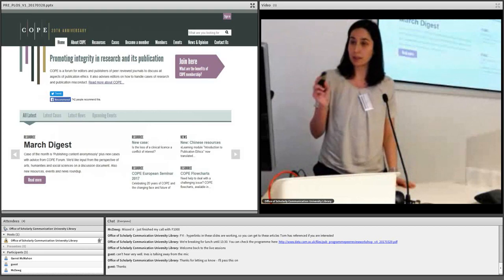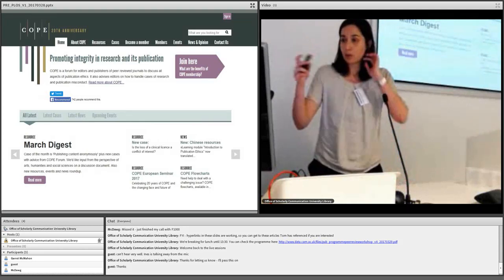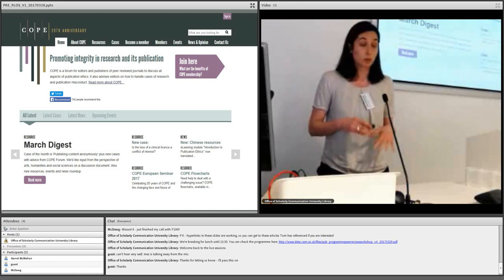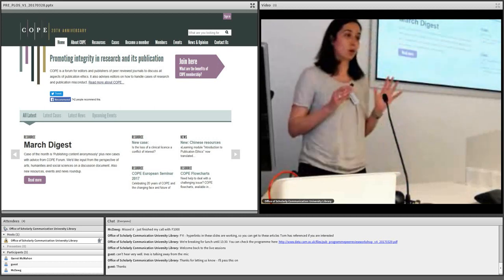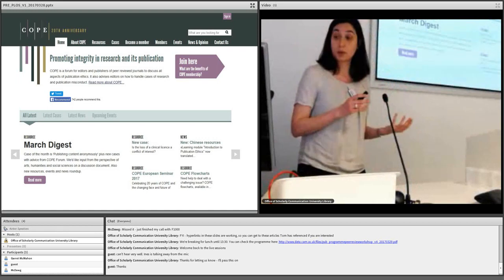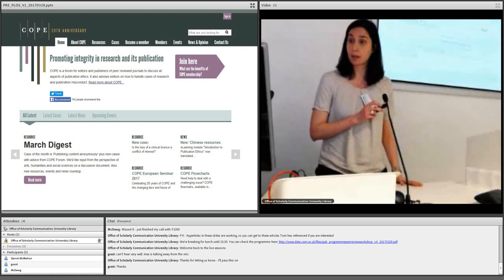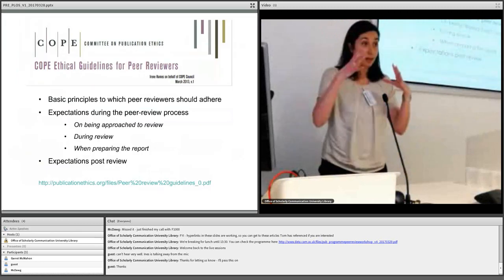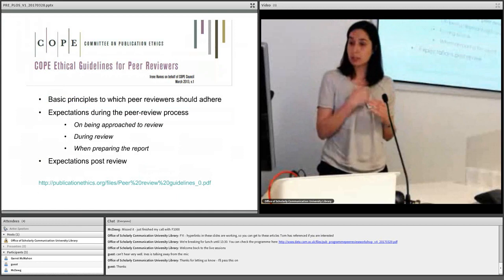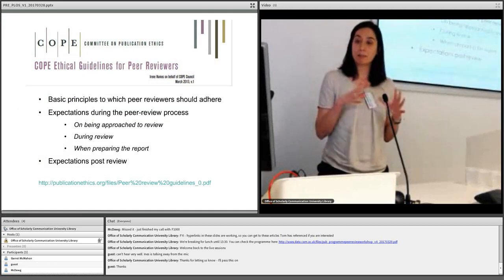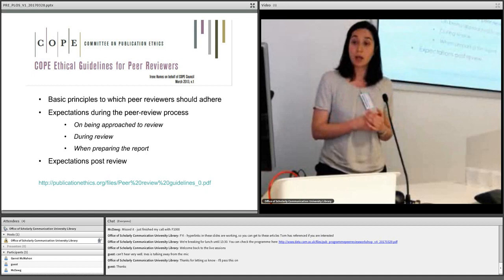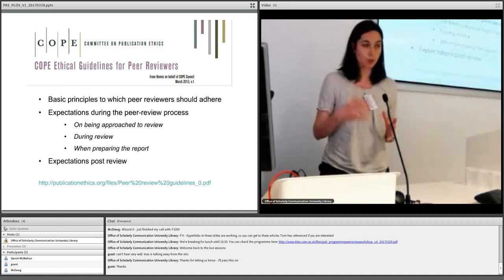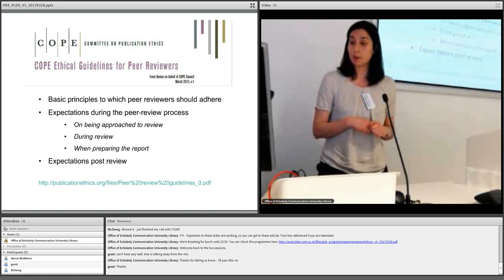It clearly states that it's a forum for editors and publishers of peer-reviewed journals to discuss all aspects of publication ethics. It's quite interesting as well, because there are cases of particular misconduct or breaches of publication ethics that are really interesting, and you can learn something from them. Particularly for peer reviewers, they provide ethical guidelines, which you can follow and download as a PDF, summarizing the basic principles to which peer reviewers should adhere, as well as the expectations, not only while you are peer reviewing, but also post-publication.